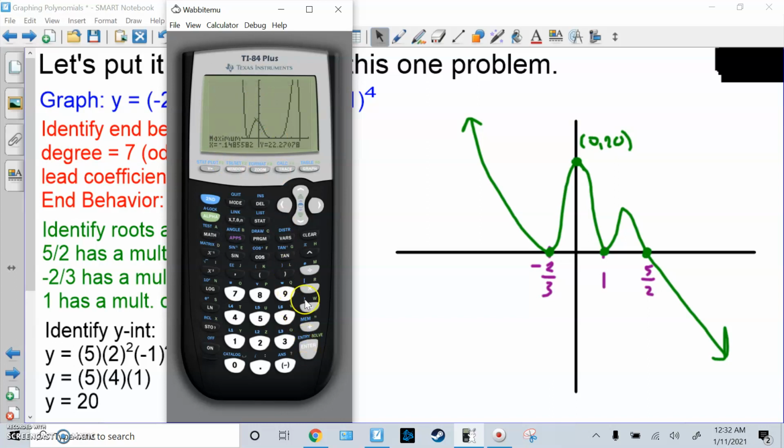We know the maximum is actually 22.27. So this one should have gone up a little higher right here, then went down. Because the maximum is actually 22.27. And that's how you find everything.